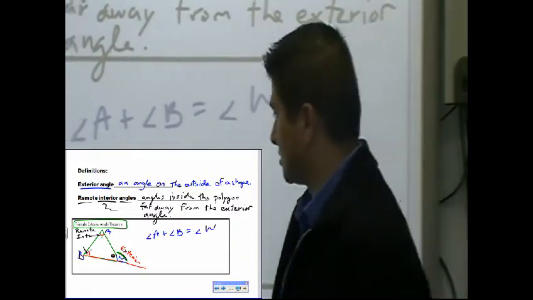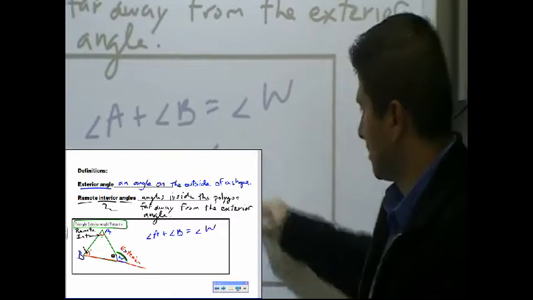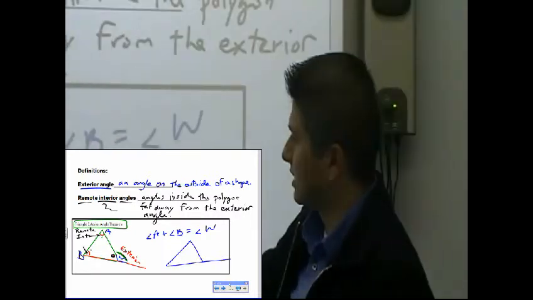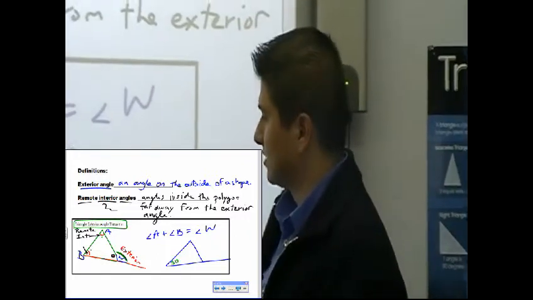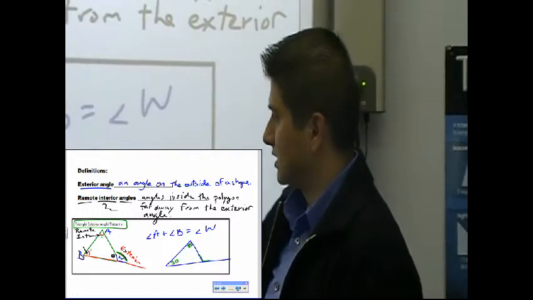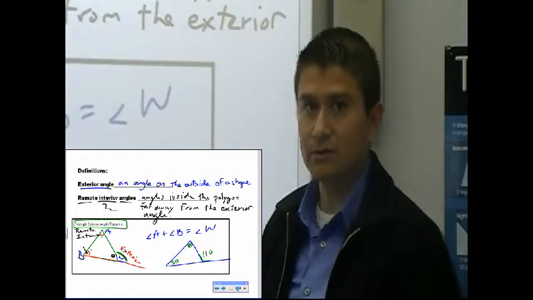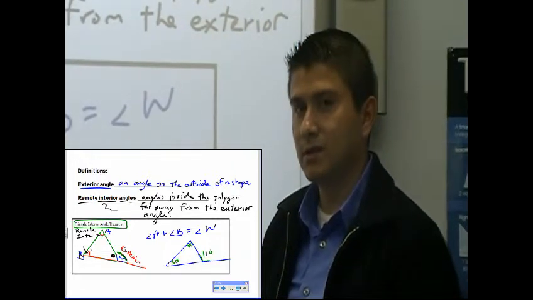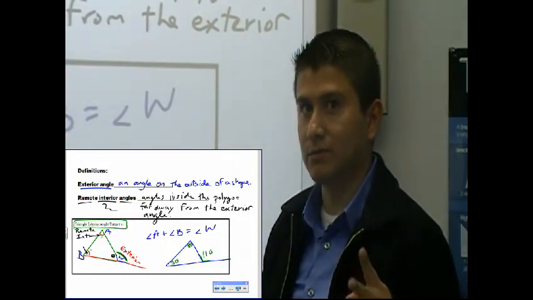Alright? So, just to throw another example on you here. Say this angle is 30 and this angle is 80. That means that this angle out here has to be 110 because this guy plus this guy equals that guy out there. Alright, not bad. Let's try a couple problems and see you in a moment.